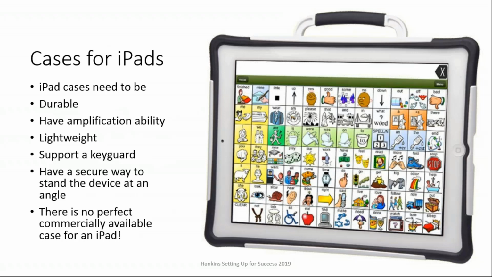Cases for iPads need to be durable, have amplification ability, they need to be lightweight, they need to support a key guard. They need to have a secure way to stand the device at an angle if that's a preference for that user. And I have yet to find a perfect commercially available case for an iPad, one that's affordable for everybody, one that can use a key guard, one that has amplification, and one that's lightweight. There's aspects to lots of different ones that I love, but not everything's perfect in this world.